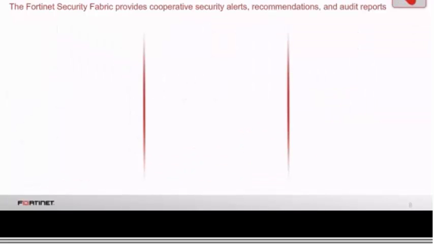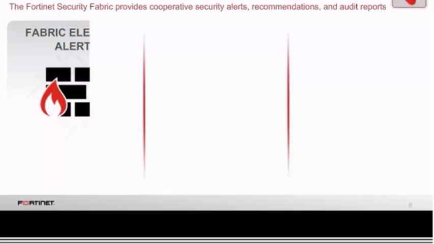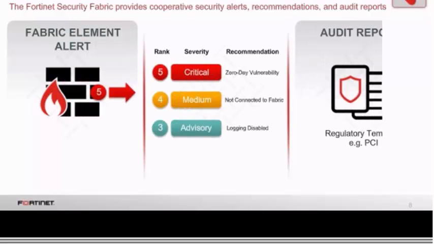And finally, a modern security strategy calls for seamless security. The Fortinet Security Fabric delivers cooperative security alerts, recommendations, and audit reports seamlessly across all security elements. Through the real-time sharing of global and local threat intelligence, orchestrated through a unified analysis and management interface, the Fortinet Security Fabric empowers a dynamic response to the capabilities of criminals as they implement new threat strategies and zero-day attacks.